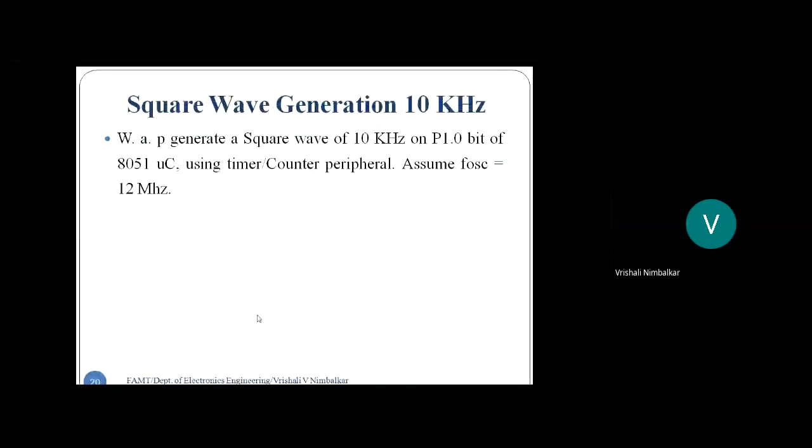Now see what we are supposed to do. A 10 kilohertz square wave, and that too it is to be available on the P1.0 bit, right? Now they have given the oscillator frequency as 12 megahertz. So see, students, whenever oscillator frequency is given, it's an indirect indication that we need to operate this peripheral as a timer peripheral.